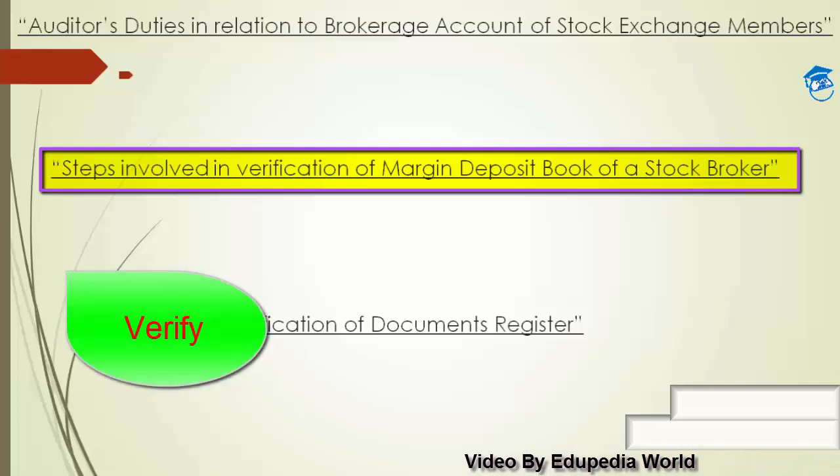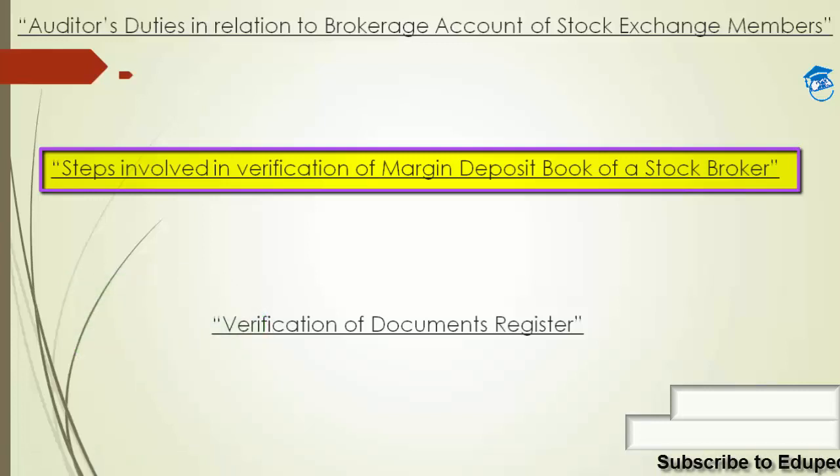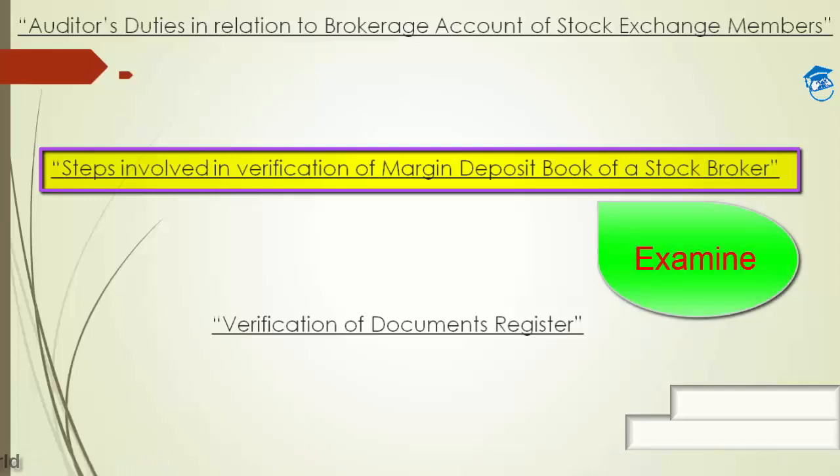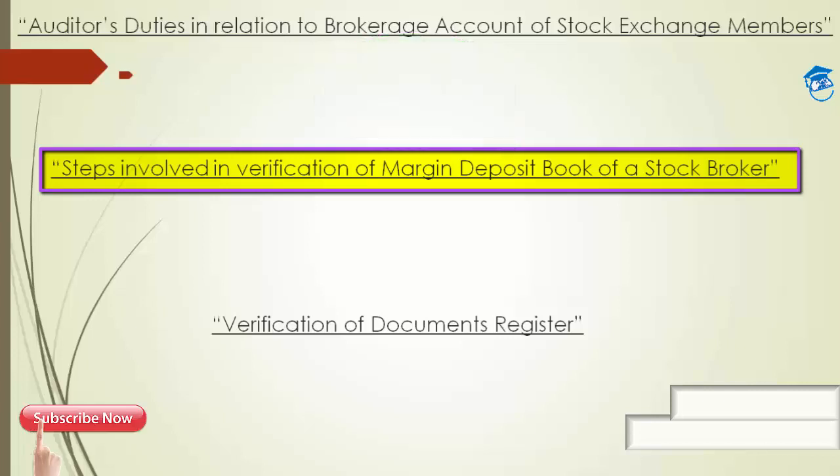Number one, we need to verify the margin deposit to ascertain whether the member has complied with all the directives regarding margins issued by SEBI and stock exchange from time to time or not. Number two, we need to examine by applying appropriate audit procedures whether the margins have been properly calculated, collected and paid or not. Number three, we need to ensure that the margin deposits lying with the clearing house are supported by confirmation from the clearing house or not. Also, we need to ensure that the adjustment entries relating to the settlement margin and daily margin are correctly passed at the time of settlement or not.